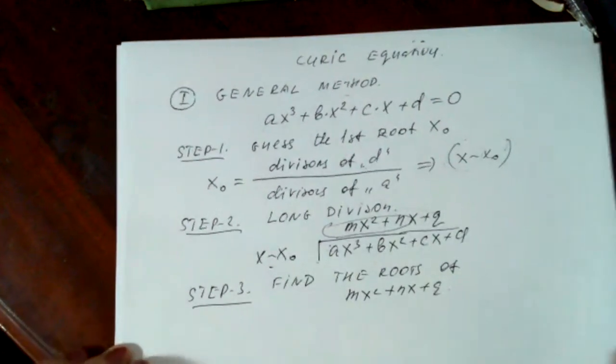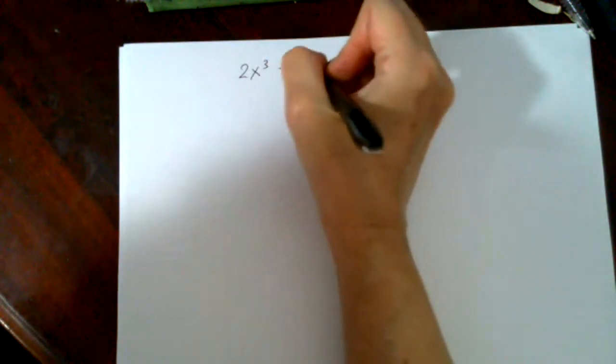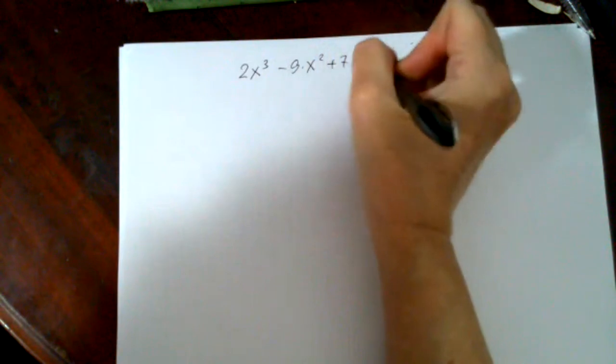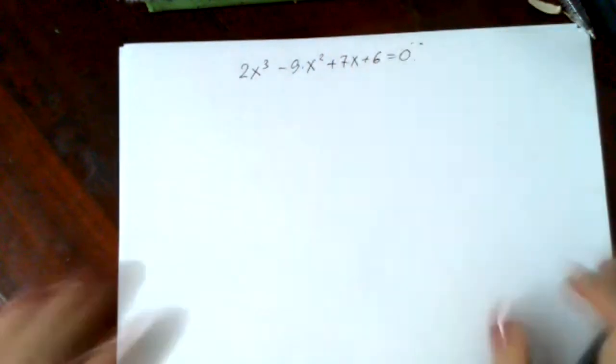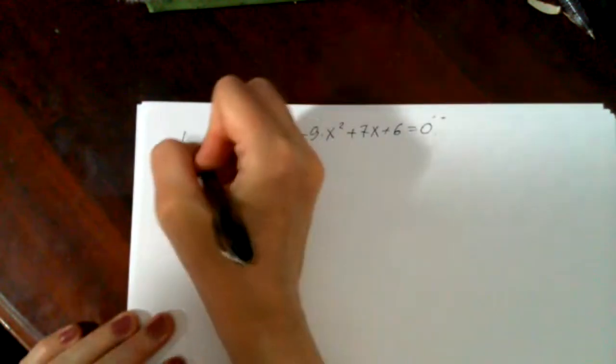And let's go over some examples just to get a sense of how it looks. Okay, so here I have an example for you. Example: 2x cubed minus 9 times x squared plus 7x plus 6 is equal to 0. So this is my example. Example number one.